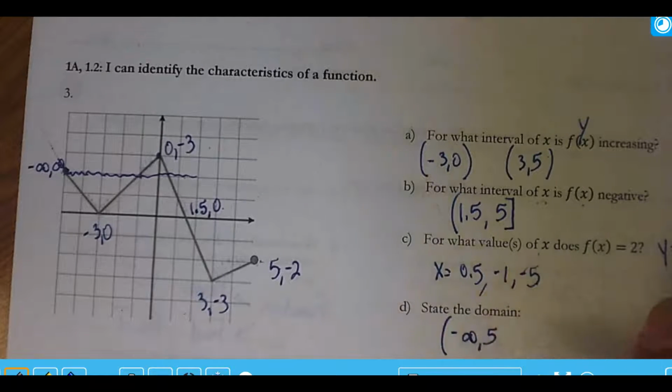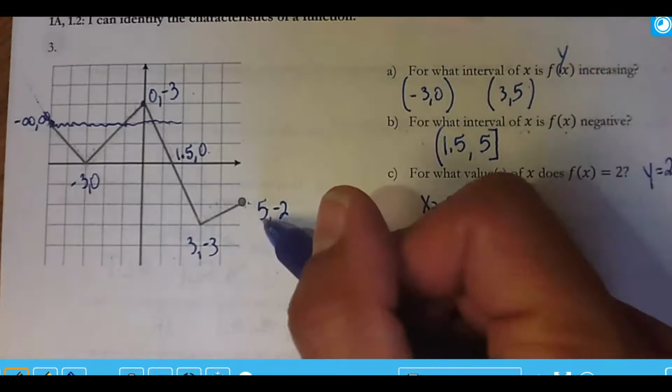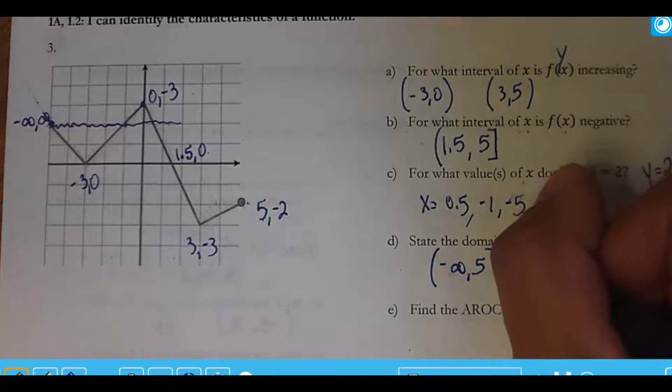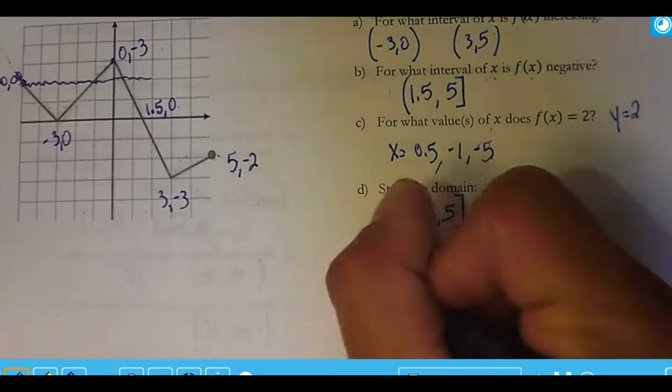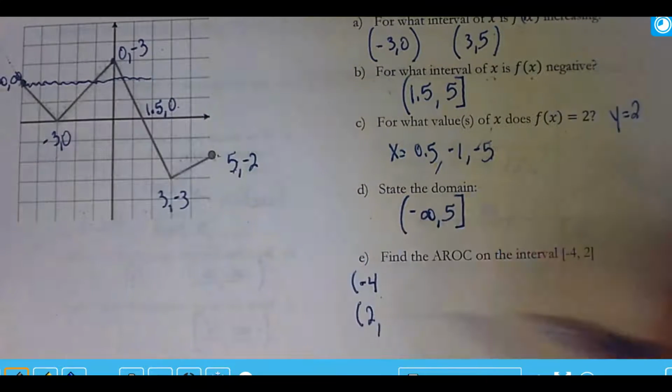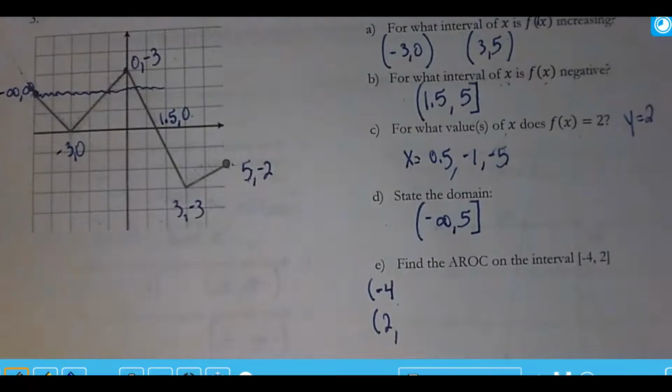Infinity always has parentheses. 5 is part of the domain. I should include it, so bracket. Find the average rate of change. So just a reminder, this is me telling you the x's, and then you will have to go to your graph and find the y's.